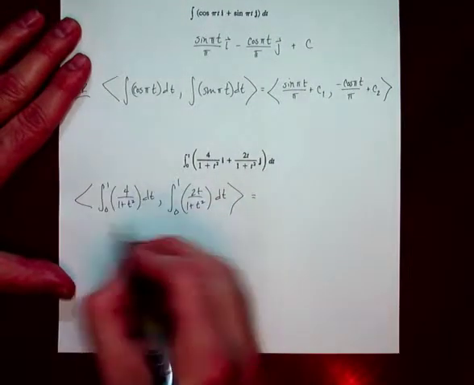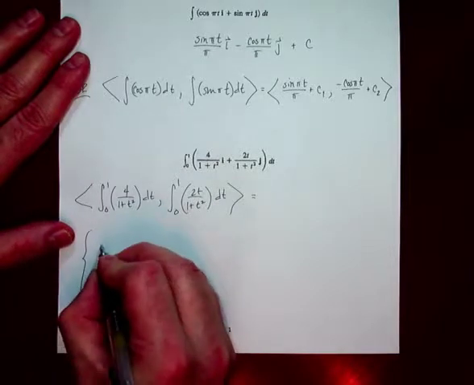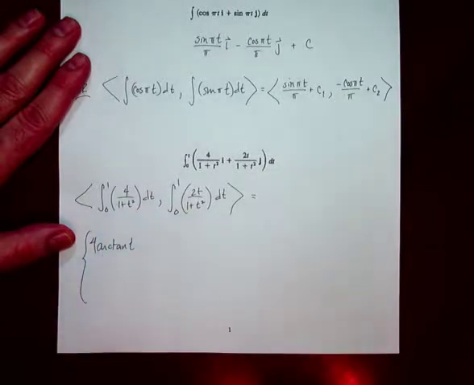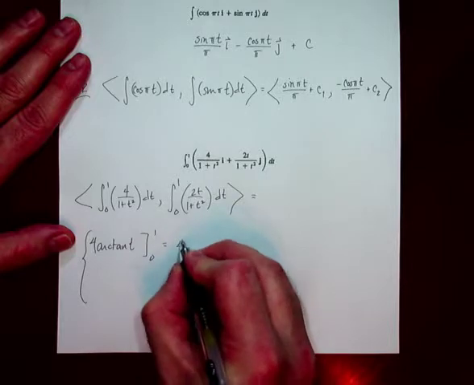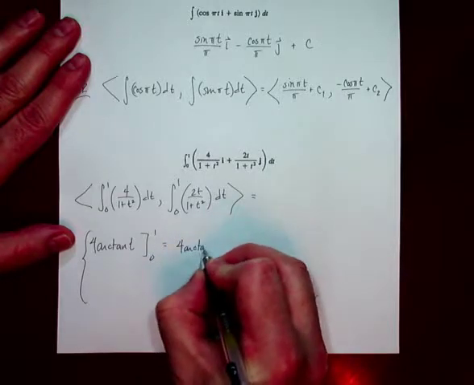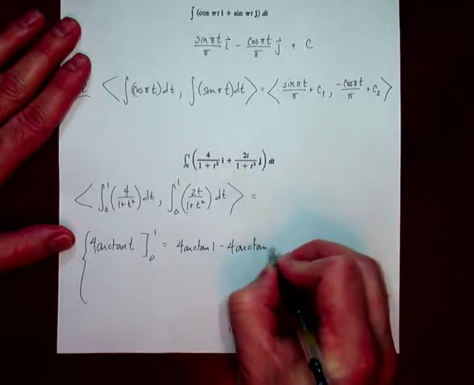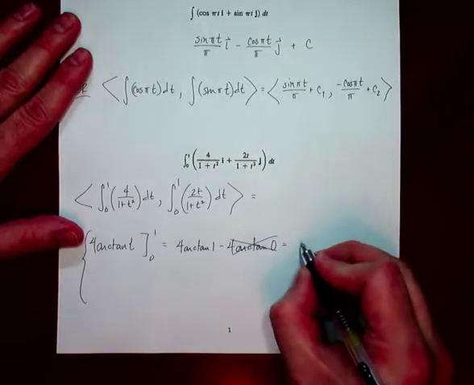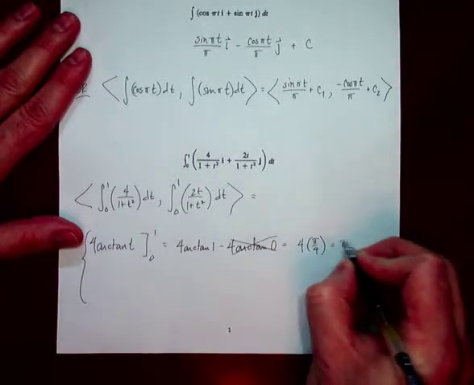Now, this one right here, we're going to go ahead and deal with both of these like this. So it becomes arctan of t, but of course 4 arctan of t, evaluated from 0 to 1. That becomes 4 arctan of 1 minus 4 arctan of 0. That, of course, is 0. And you get 4, and arctan of 1 is pi over 4, so this just becomes pi.